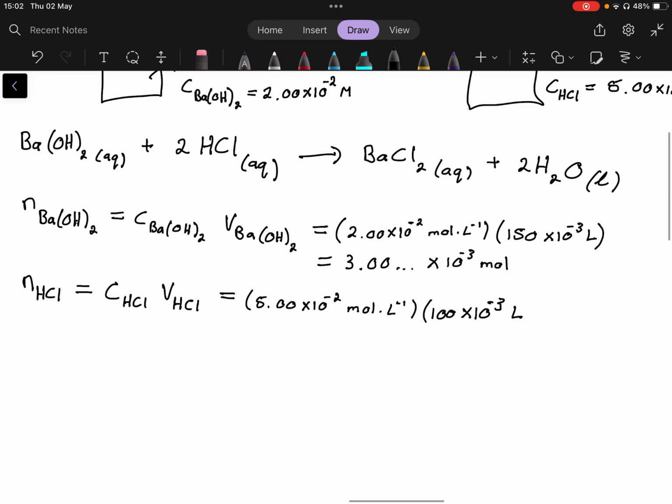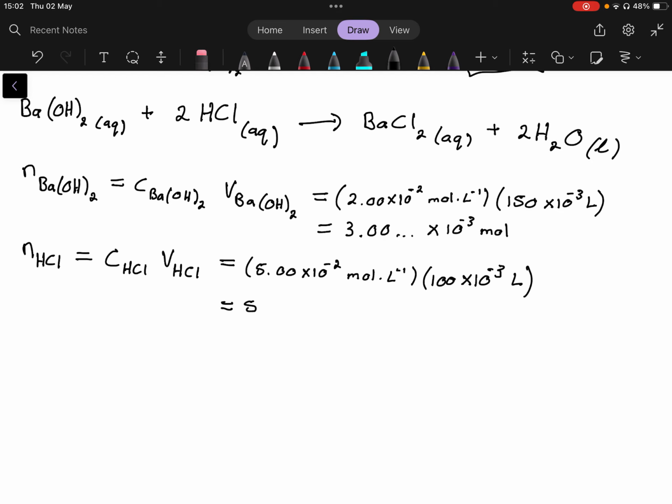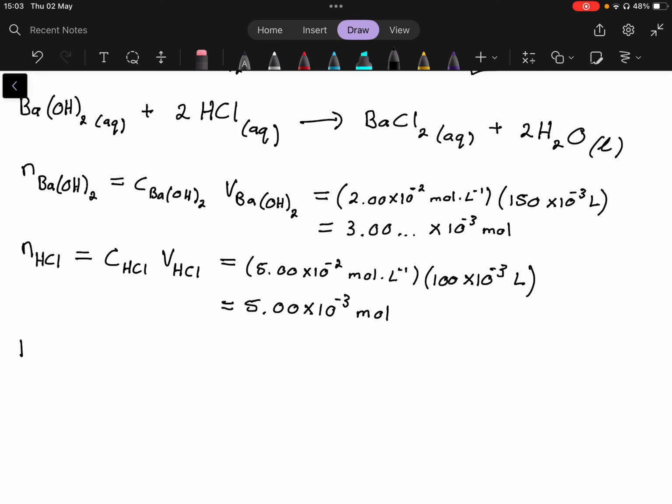Okay, and this one is 50 times 0.1, so it is 5.00 times 10 to the negative 3 mole. Now we know how much of each we are mixing in reality. But from the chemical equation, we know what their ideal ratio will be. So we know 1 mole of barium hydroxide would ideally like to react with 2 mole of hydrochloric acid.